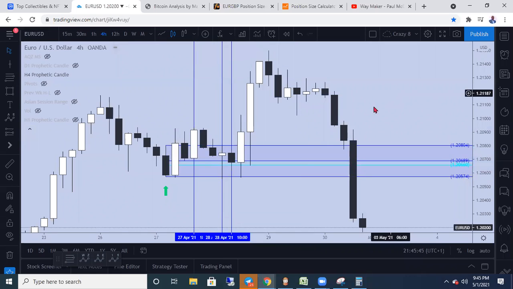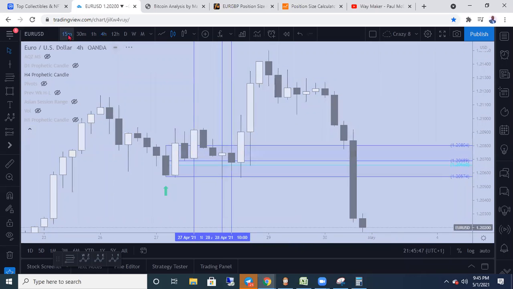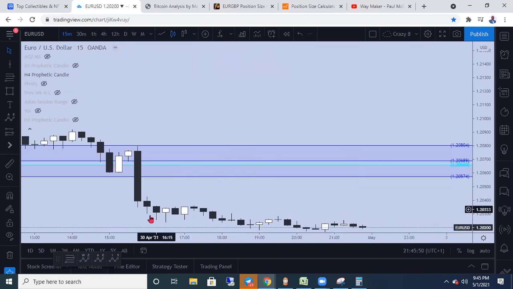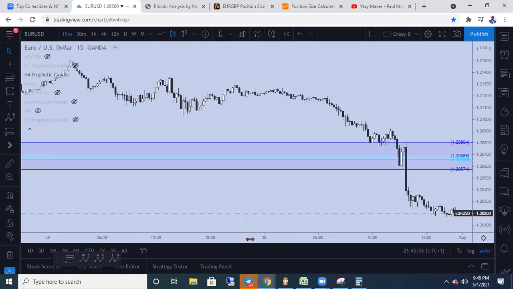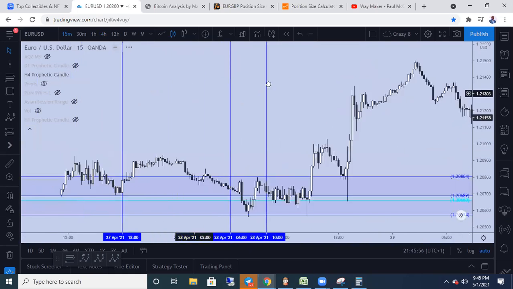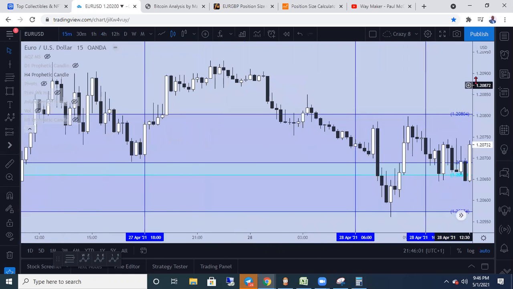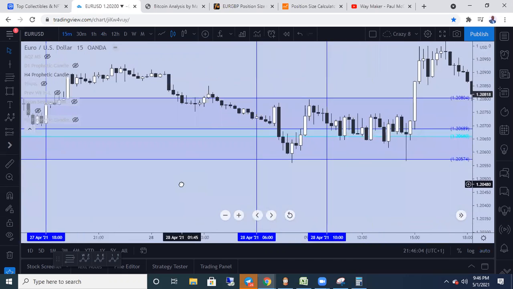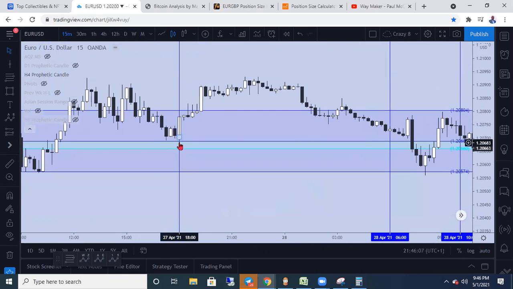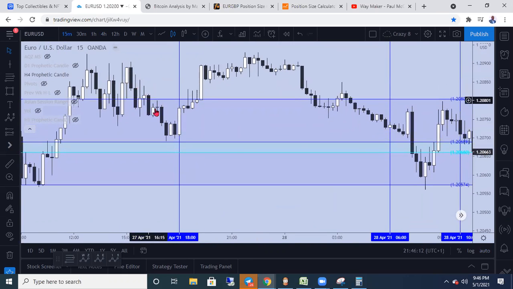So let's go down to 15 minutes now and see how we would have taken this trade. All right, so how would I have taken this trade off the 15 minutes? This is the very first test. So price traded back down. This is the last bullish candle responsible for this low.